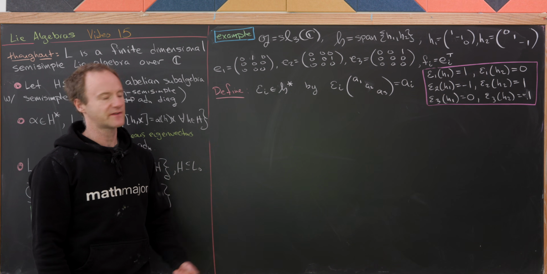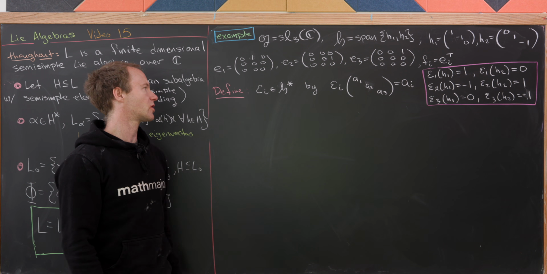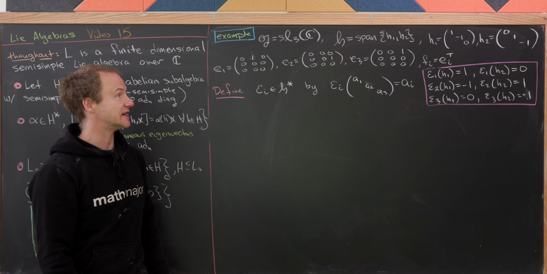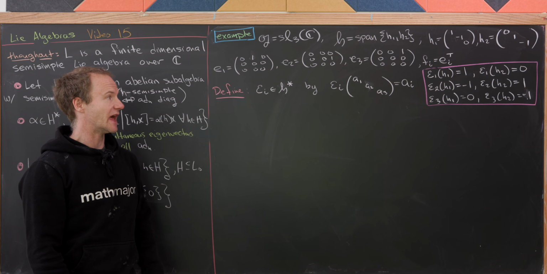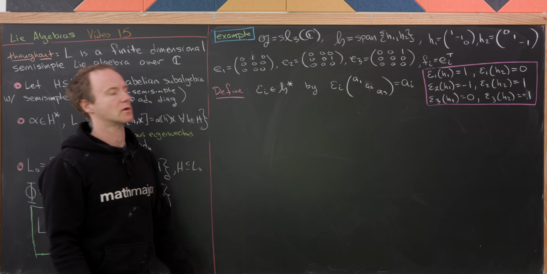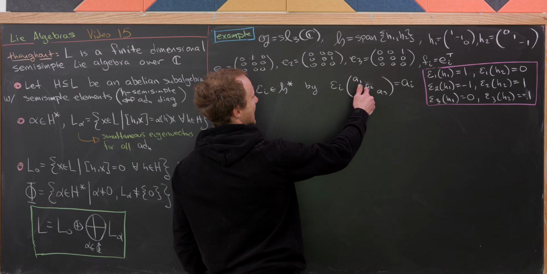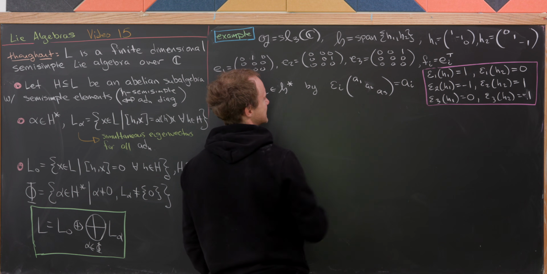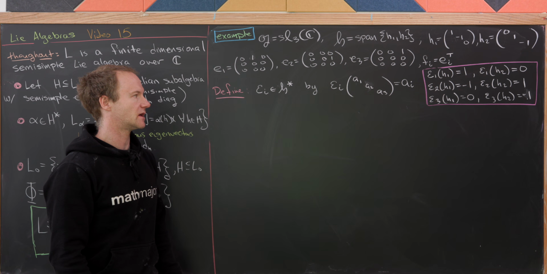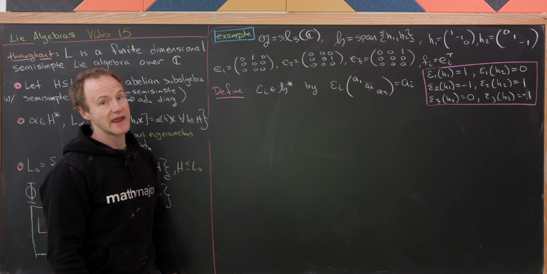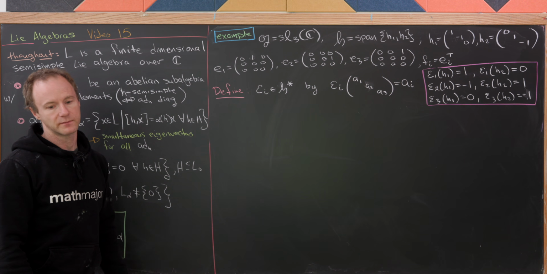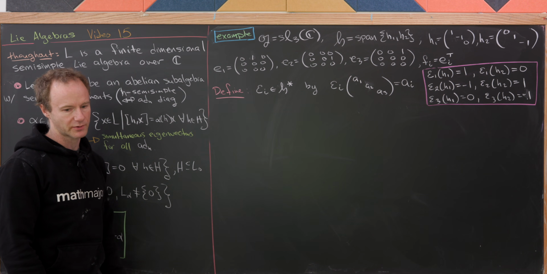Then next up, let's define some elements of H star. We'll call them epsilon i. What epsilon i does is it takes an element from H and extracts whichever entry the i corresponds to, where we think about these diagonal entries as a1, a2, and a3. And then we've got this chart over here of what epsilon i does to Hj, where those are the basis elements for our Cartan subalgebra, as we'll end up calling it eventually.